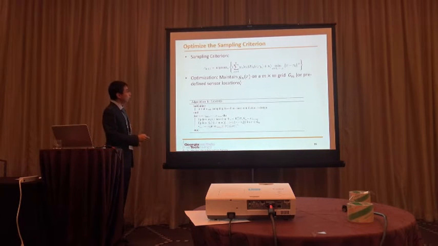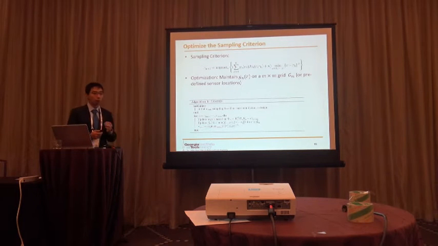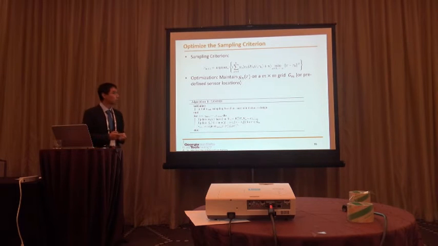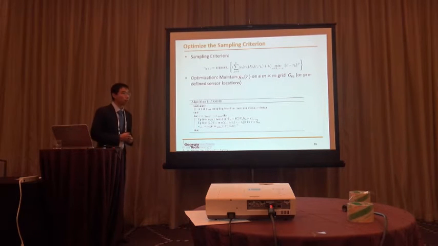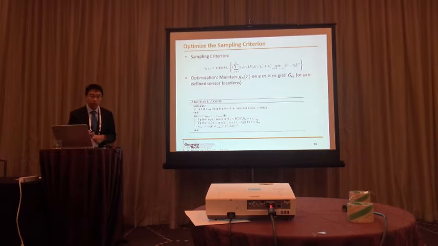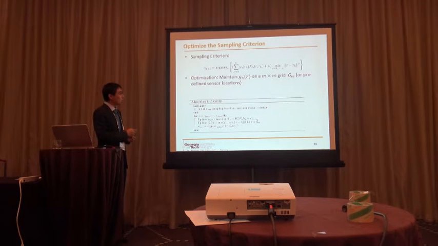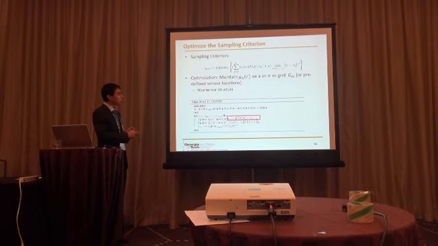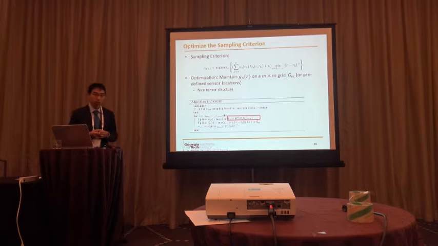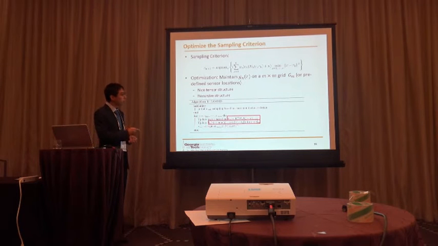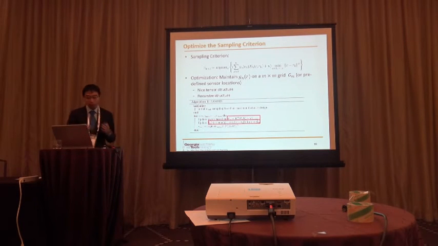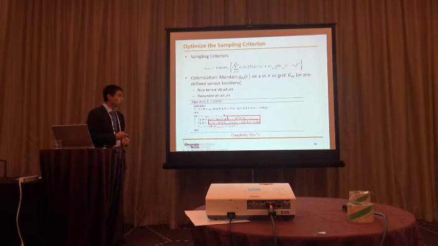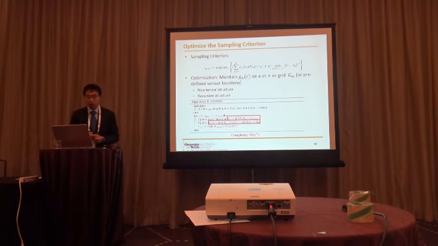So the next problem is how can we optimize this sampling criterion? We can maintain this FNR function on the grid, so the optimization will just choose the largest value. First, we show that this criterion has a very nice tensor structure. Furthermore, we show that this sampling criterion has a nice recursive structure, so that we can reduce the complexity to a constant complexity.